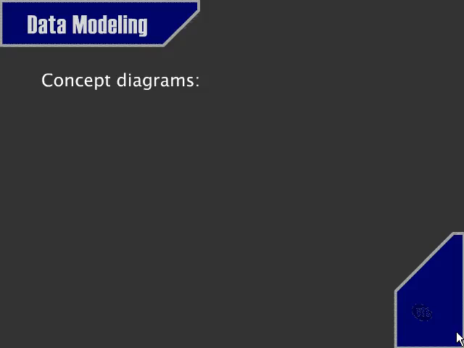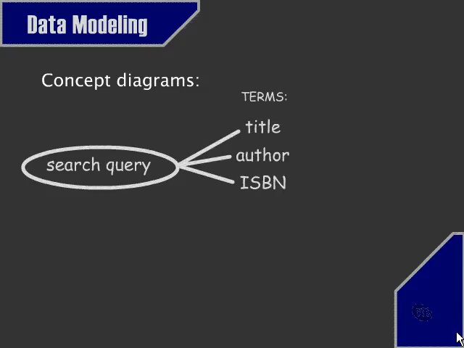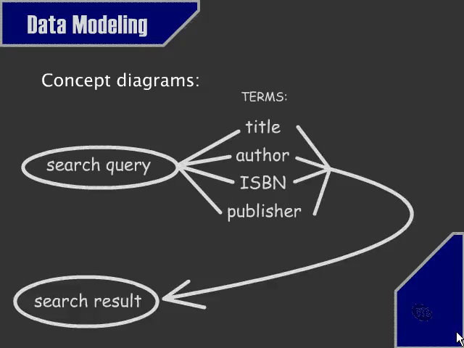For instance, this one is a simple diagram that illustrates the way in which I want to run a search query on the data. I want to be able to search by title, author, ISBN or publisher, and I want it all to have the same result and come back as the results of my query.